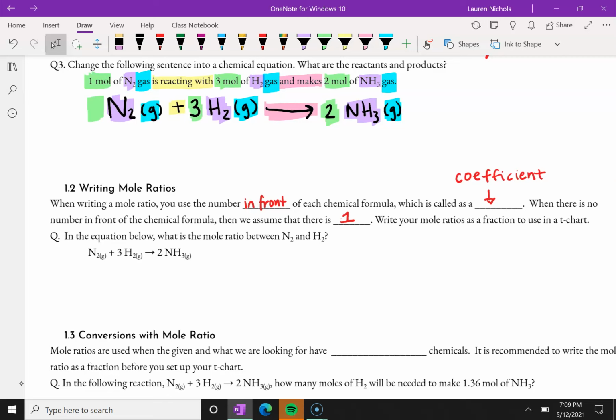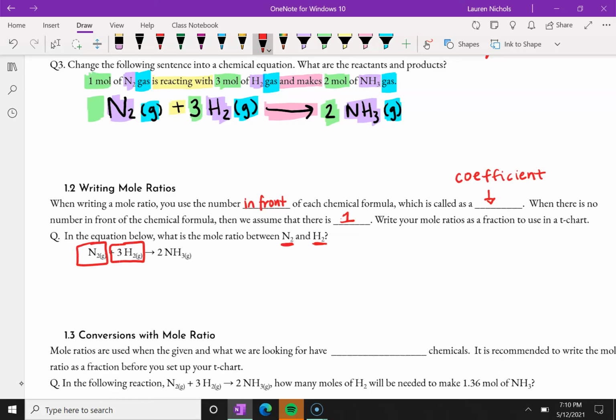And so we want to write our mole ratios as a fraction to use in a T-chart because that's typically how we use them. But I'll show you the 2 different ways. So let's look at this example. In the equation below, what is the mole ratio between nitrogen and hydrogen? So these are the 2 chemicals. That means what I'm looking at in my formula is hydrogen, and I'm looking at nitrogen.